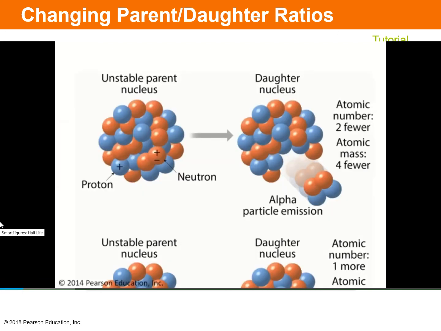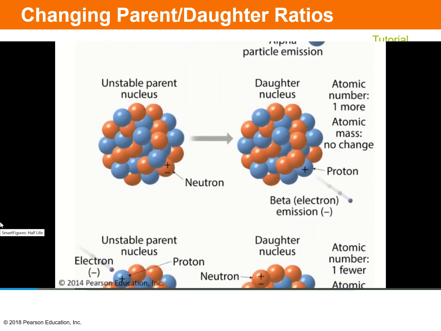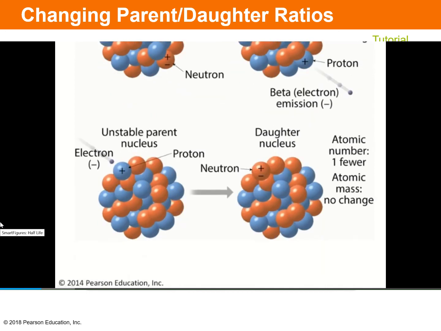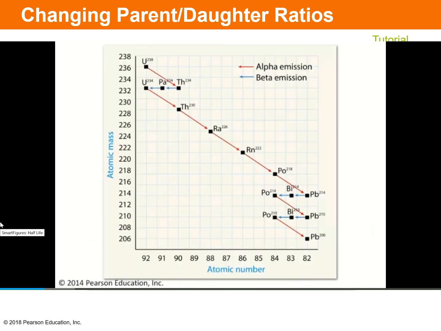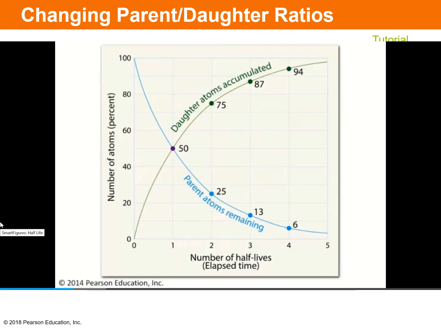So there are several different kinds of radioactive decay. There's alpha particle emission, there's beta particle emission, and then there's even electron capture, which is essentially the opposite of beta emission. You don't really need to focus on the details in this graph, but basically what we're looking at are the many different steps that take us from an original parent isotope, uranium-238, to a stable daughter isotope, which is lead-206.